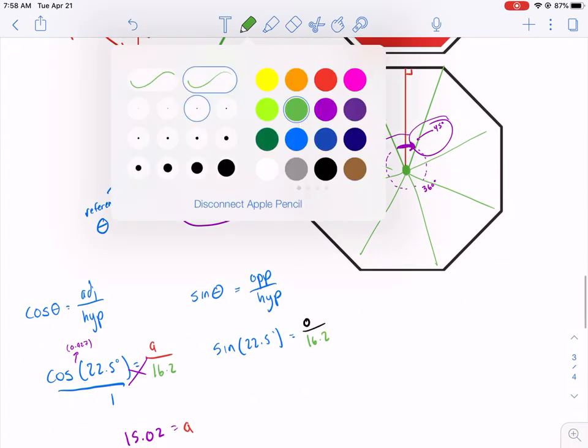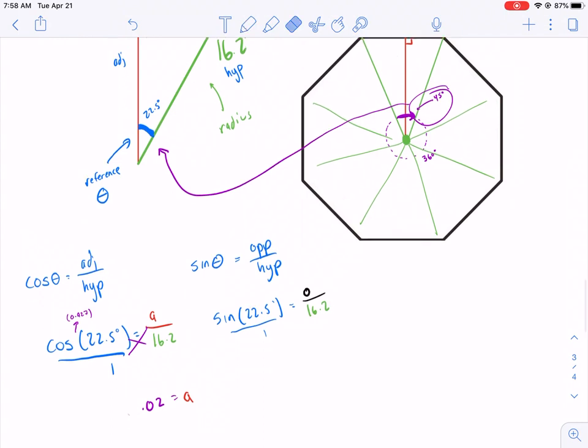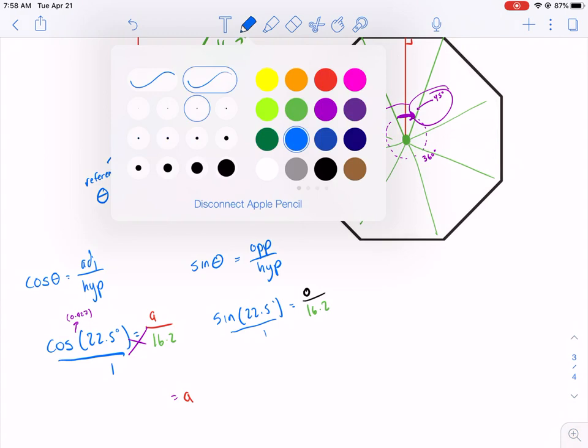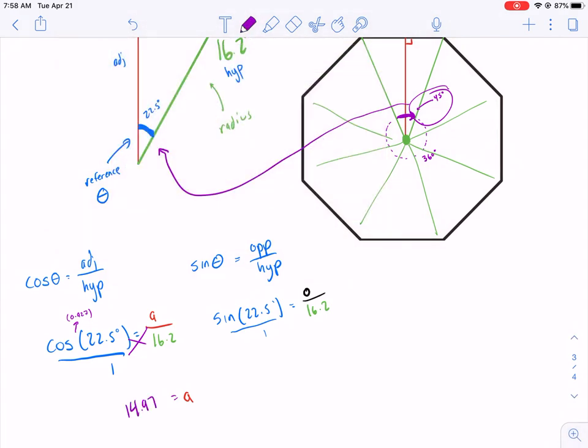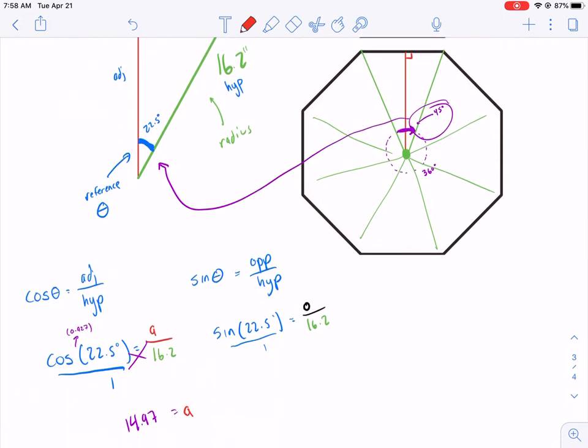It's the same exact process we did before. Now I need to do sine, not cosine, of 22.5. Oh, I just realized I made a mistake. Instead of doing cosine of 22.5, I did 22, which makes a little bit of a difference. I'm going to see what that changes it to. It's 14.97. Sorry about that. So this is 14.97 inches over here.